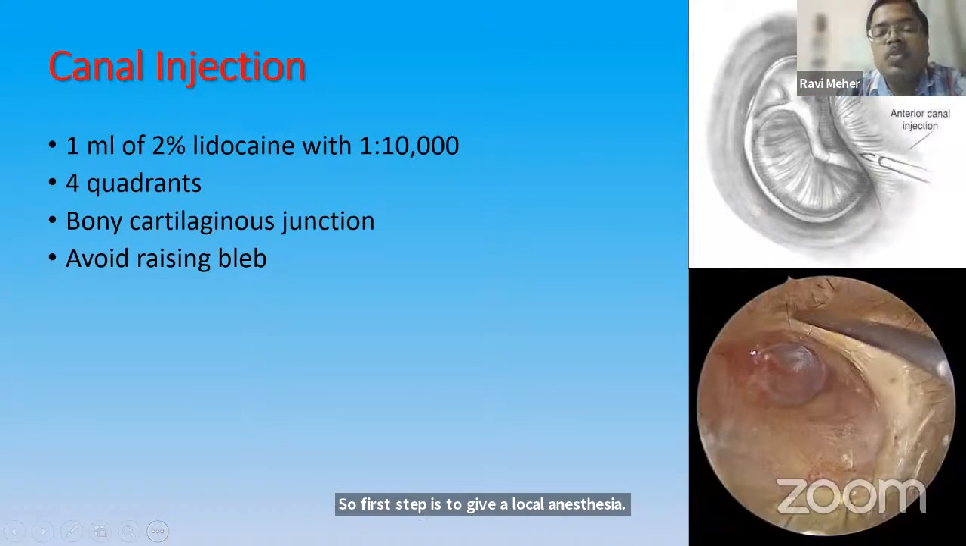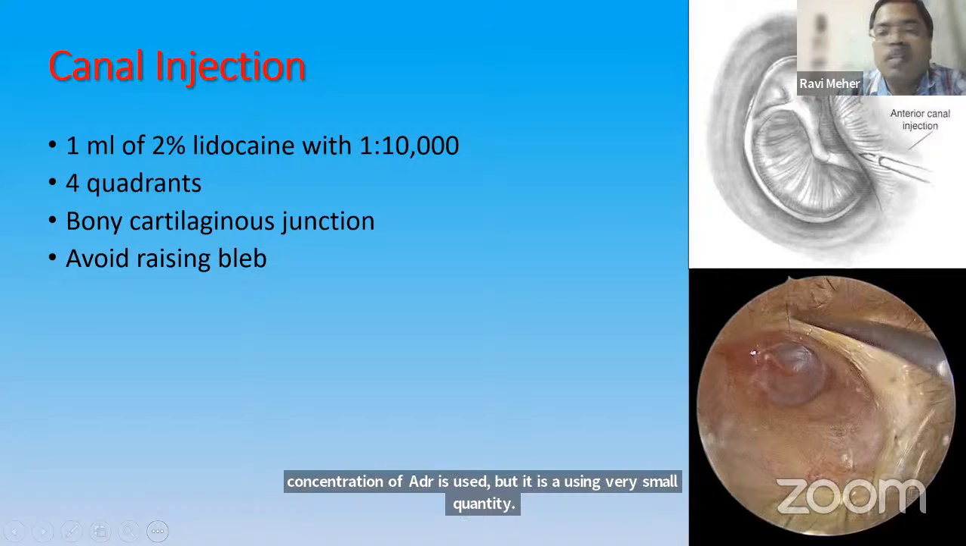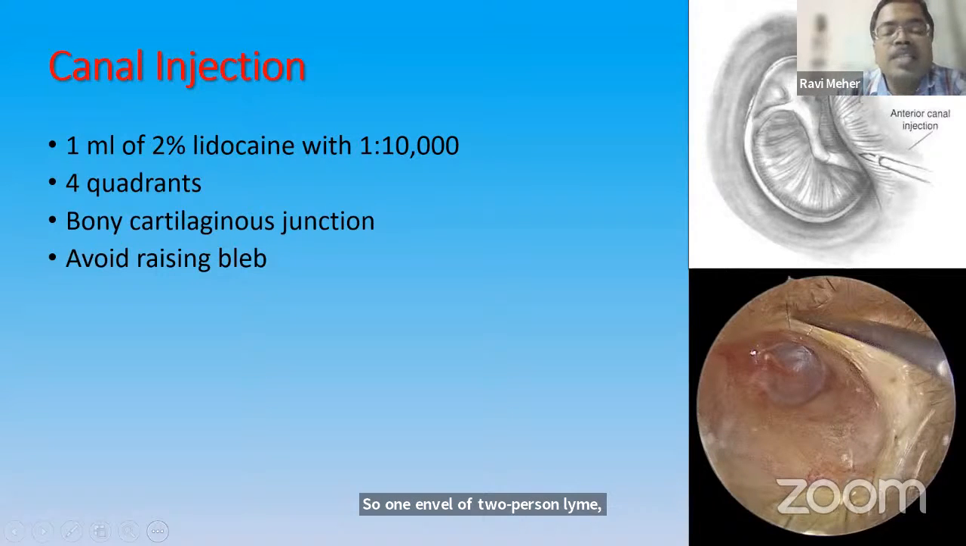We use 1:10,000 local anesthesia. A very high concentration of ADR is used, but in very small quantity. So 1 ml of 2% lidocaine is sufficient to anesthetize the four walls of the canal. It should be given at the bony cartilage junction, and you should avoid very medial injections because it can raise a bleb. So that will hamper.